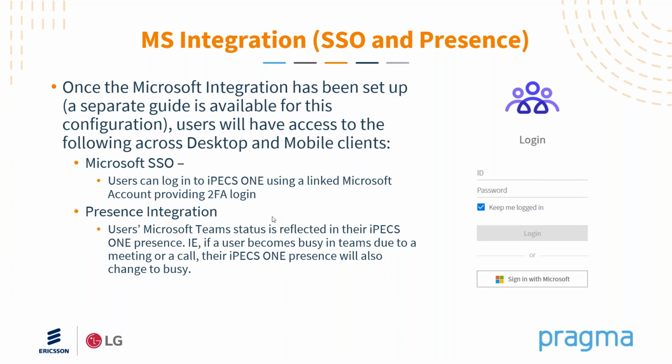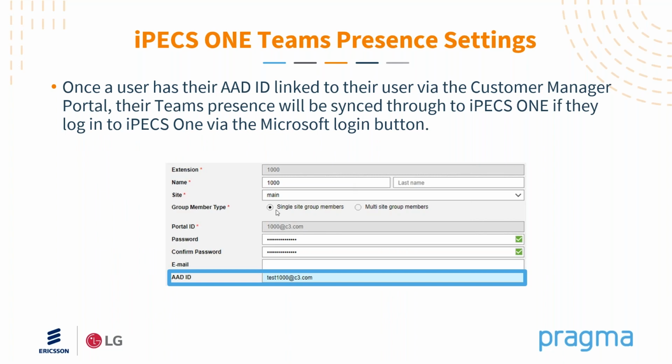So your Teams presence will update depending on your iPECS 1 presence. If you go busy within iPECS 1, you'll go busy within Teams. And when you go back to available within iPECS 1, you go back to available within Teams. Pretty straightforward.